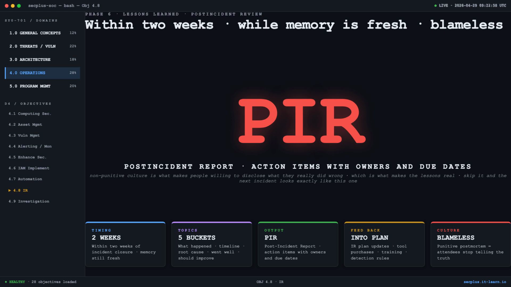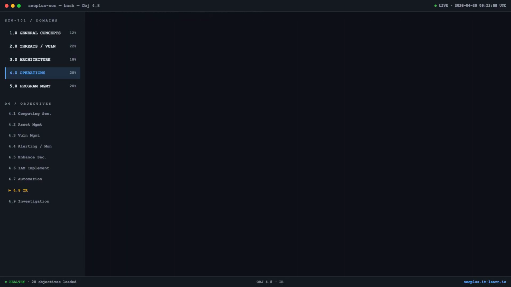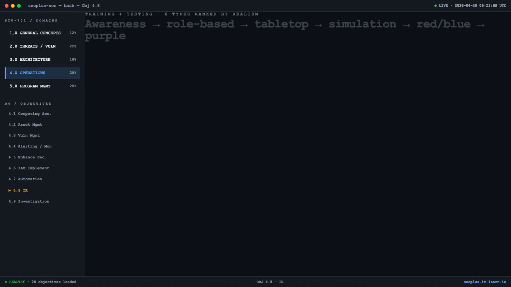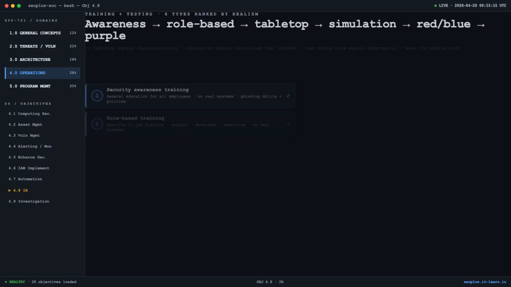Training and testing. 6 types ranked by realism. Number 1, security awareness training. General education for all employees, no real systems. Number 2, role-based training, specific to job function, analyst, developer, executive. No real systems. Number 3, tabletop exercise, discussion-based scenario walkthrough, no systems involved. Tabletops test decision-making and communication, cheapest and safest.